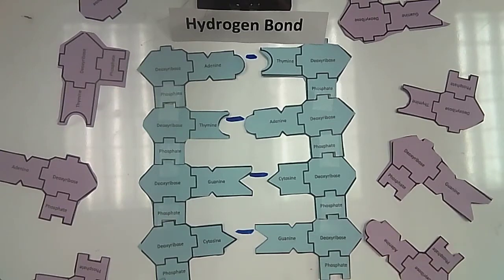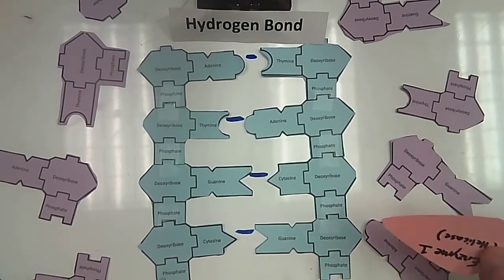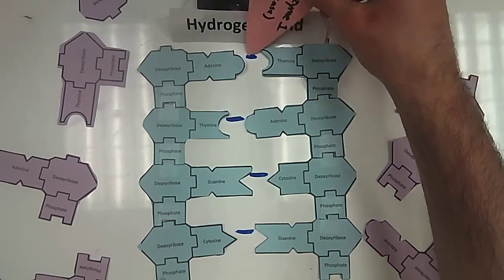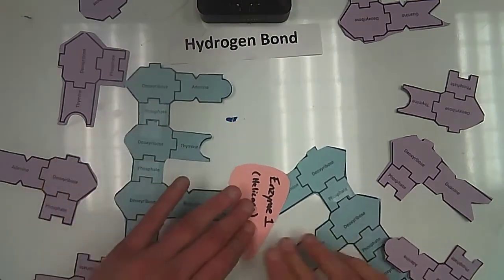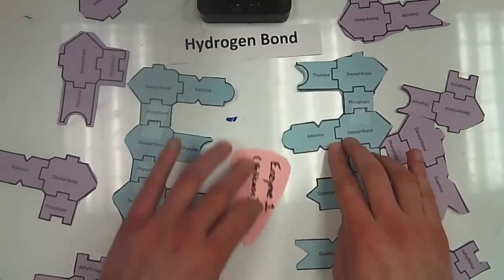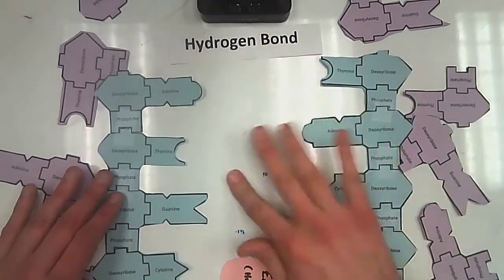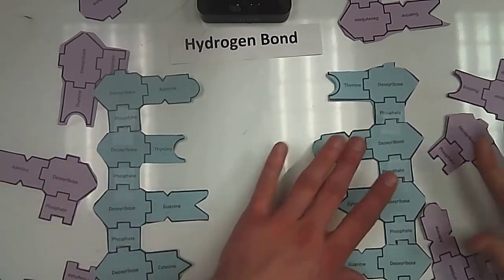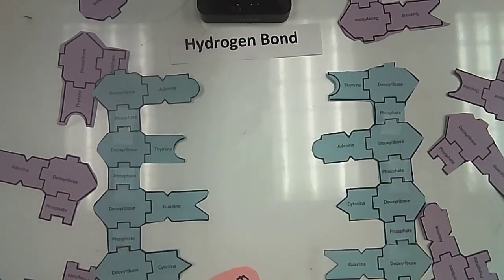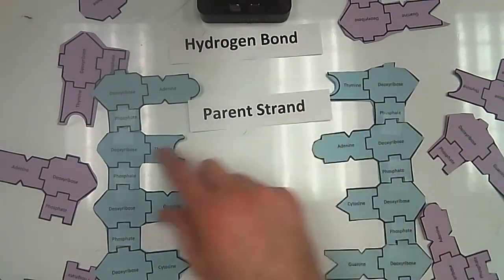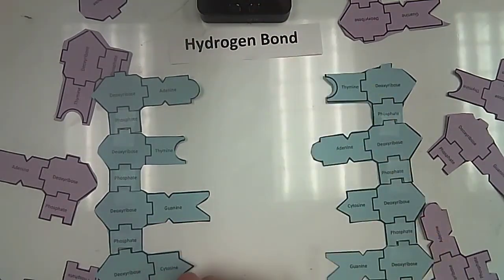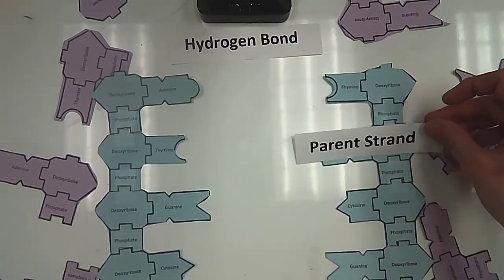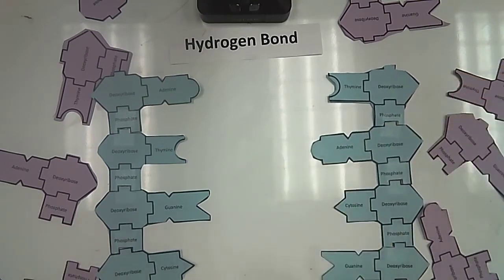All right, the first thing that's going to happen if we want to make a copy of DNA is an enzyme is going to come in and it's going to break these hydrogen bonds. And by breaking those hydrogen bonds, my DNA molecule starts to separate. Now these strands of DNA have a specific name. The blue ones, or like the original DNA molecule, we're going to call these the parent strand. So this is a parent strand, this is a parent strand, because they came from that original DNA molecule.